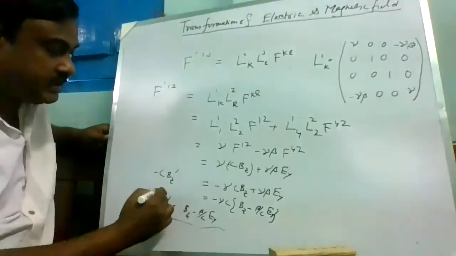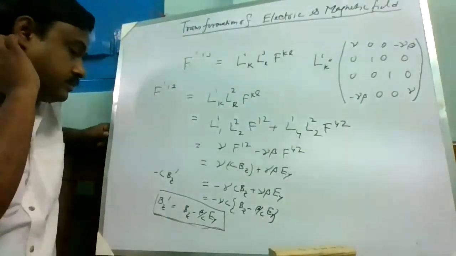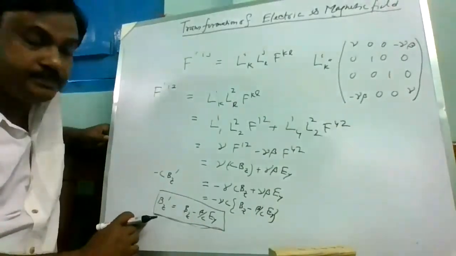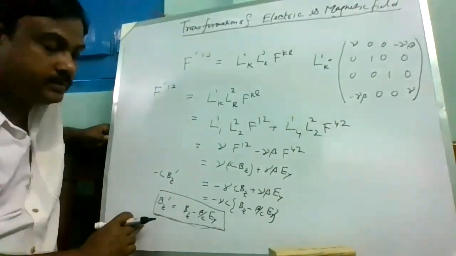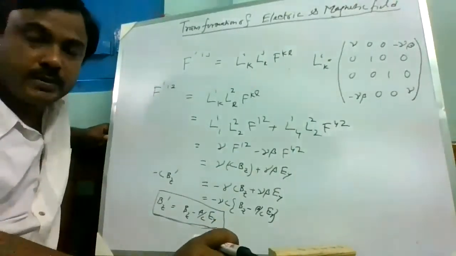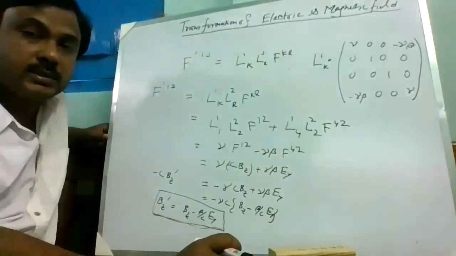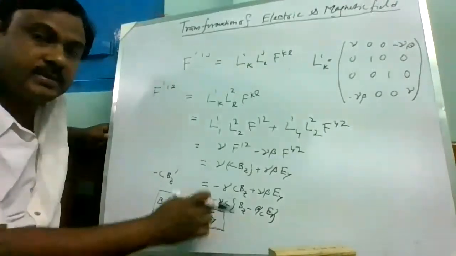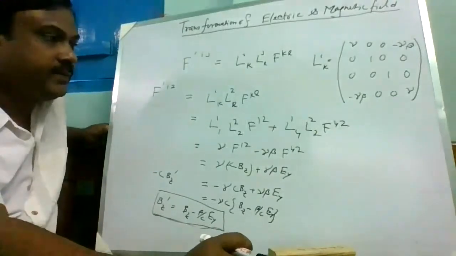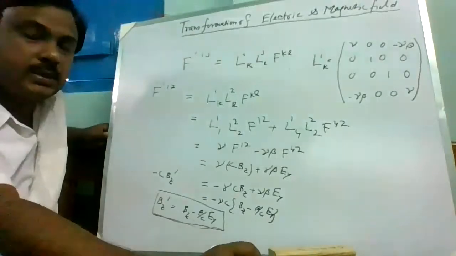So this is the relation between the transformed coordinates and the magnetic field in the z direction. The magnetic field in the moving frame is equal to the magnetic field in the rest frame minus beta by c Ey. So the y component of the electric field is coming into the magnetic field. Similarly, you can calculate other terms also.